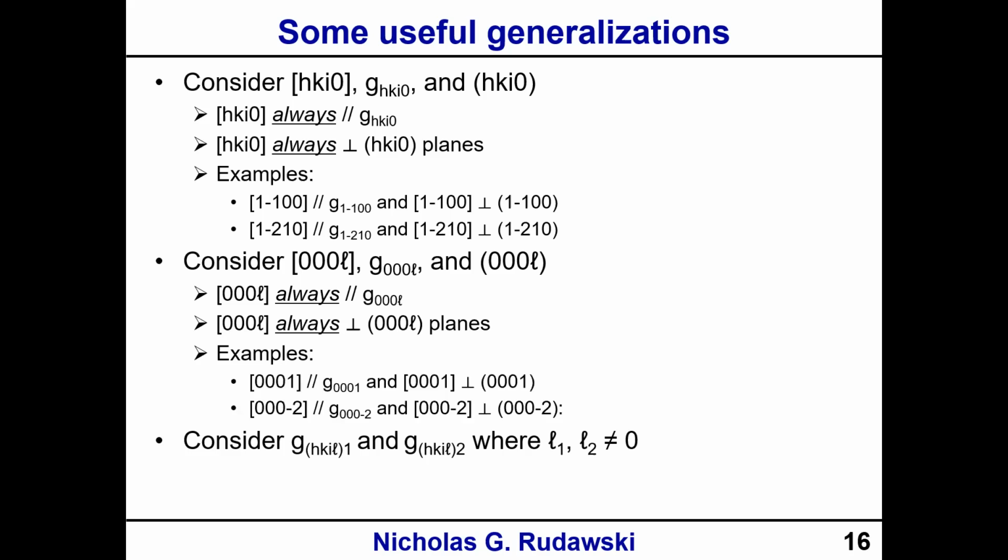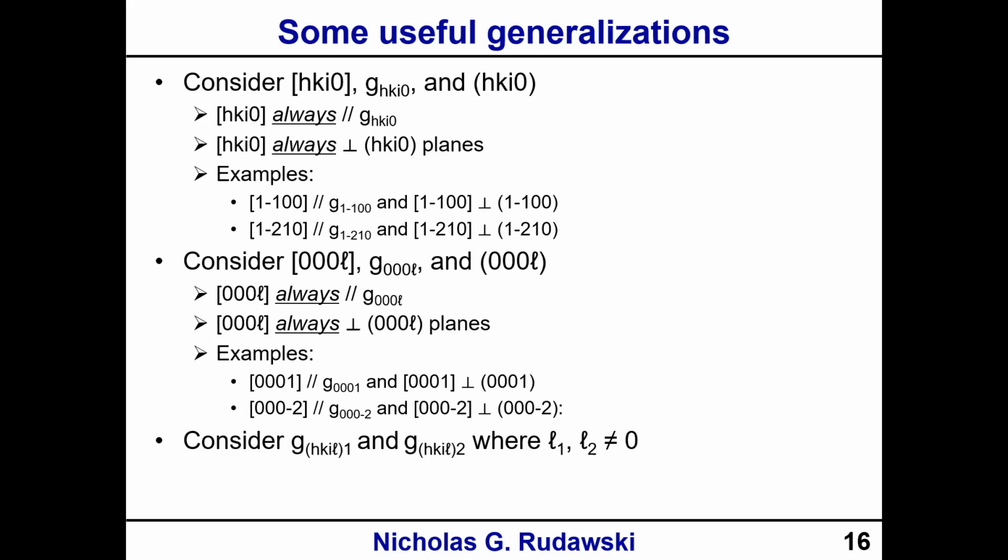Okay, so we can use that the 0001 direction is always parallel to G0001, and the 0001 direction is always perpendicular to the 0001 plane. Okay, and then the last generalization, which of course is not technically every generalization possible. These are the main ones we're going to make use of, though.